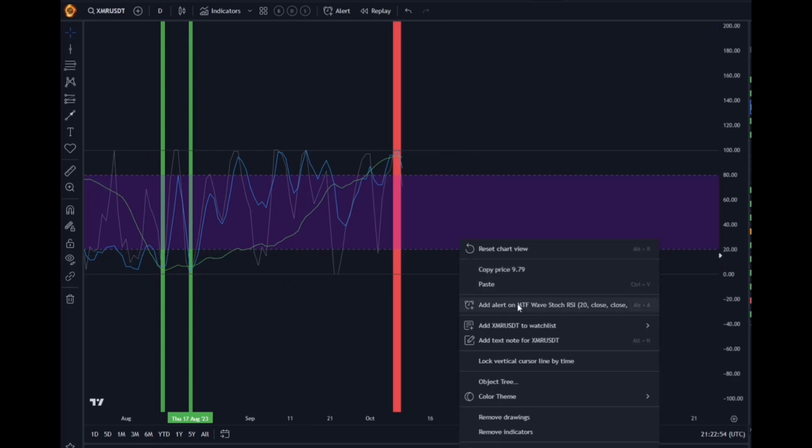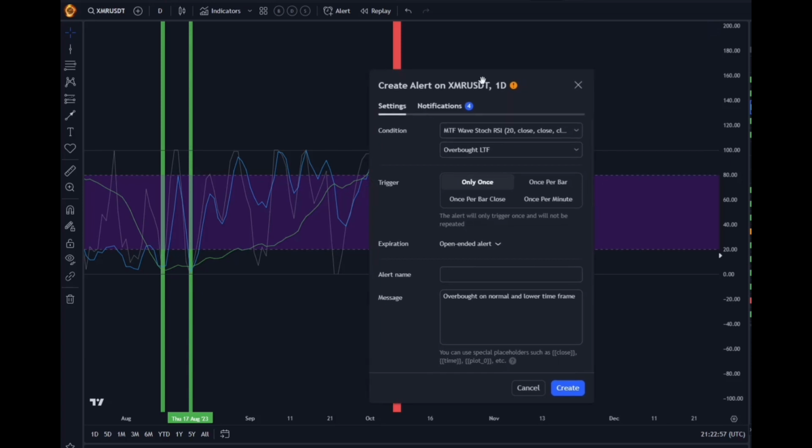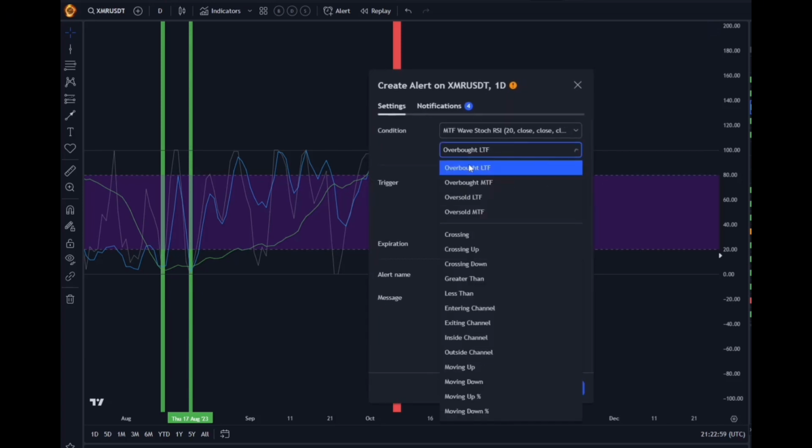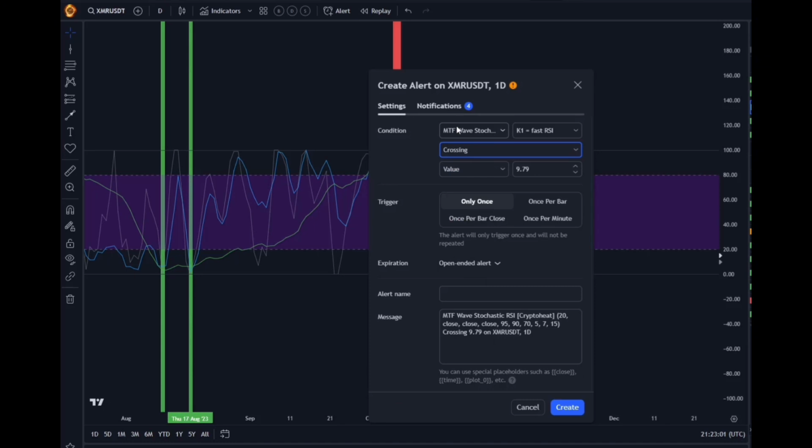And I'm going to be adding an alert. When I set the settings for this alert, I'm going to first choose crossing. And then, as you can see here, the condition is that the MTF Wave Stock RSI indicator has the K1, which is the fast RSI, a value of 9.79. And in the message, I'm going to write a message that I can recognize in a way that enables me to understand why I set this, because when you do that for many coins, you kind of get lost as to why you had this alarm set.